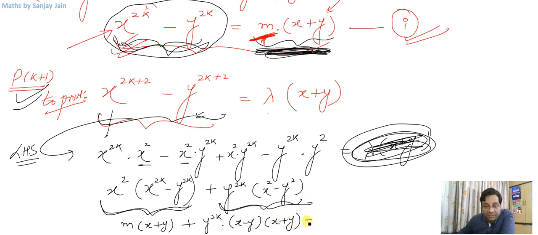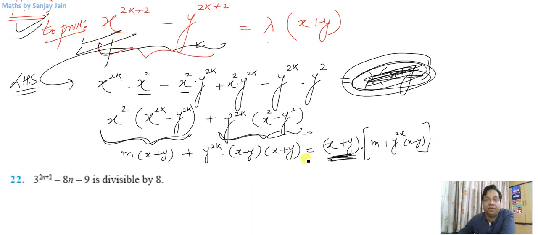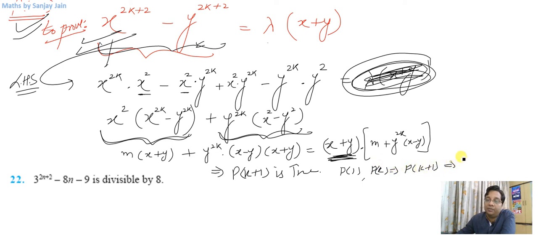And from this entire expression, I can take x plus y outside. Inside the bracket, I'll have some m from the first term and then y raised to power 2k into x minus y from the second term. But anyhow, you can see that P of k plus 1 is divisible by x plus y, or this term is divisible by x plus y. That means P of k plus 1 is true, and hence P of 1 is true. P of k implies the truth of P of k plus 1, hence by PMI I can say P of n is true.